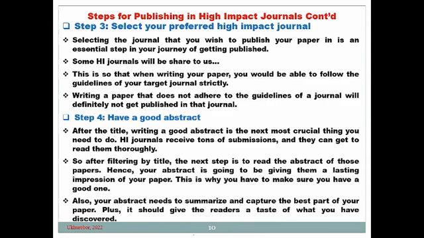Writing a paper that does not adhere to the guideline of a journal will definitely not get published in a high impact factor journal. Step 4, you must have a good abstract. Having the title, writing a good abstract is the next. It's a very crucial thing you must do, a good abstract.